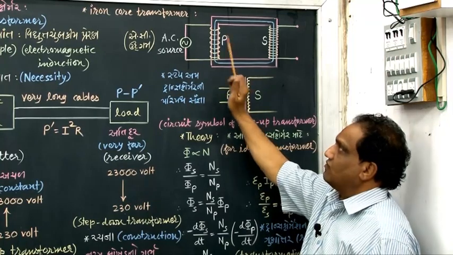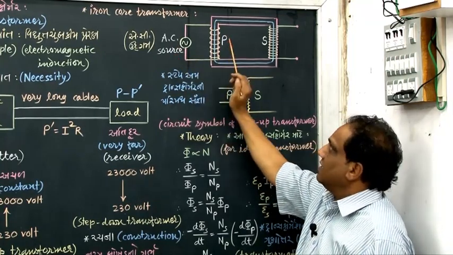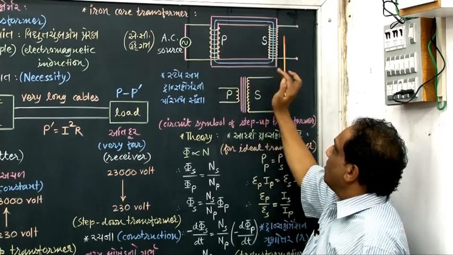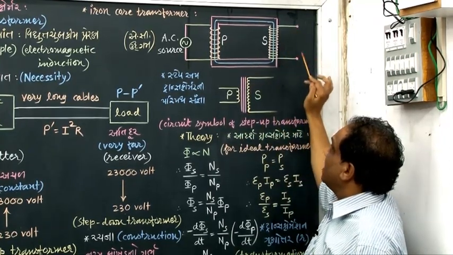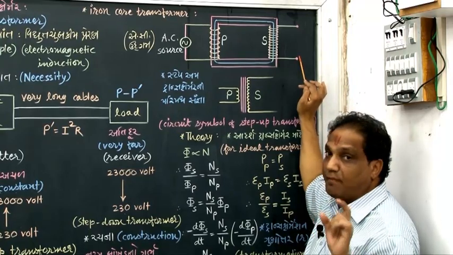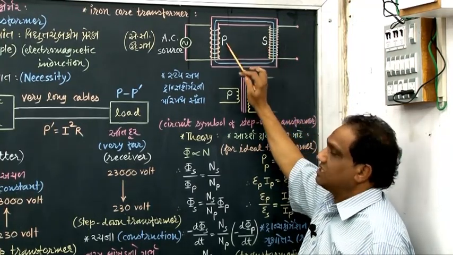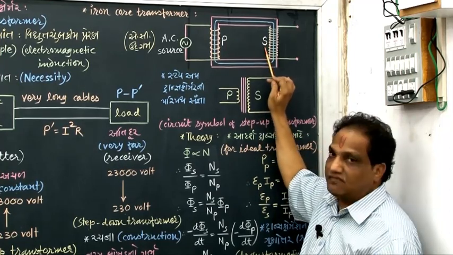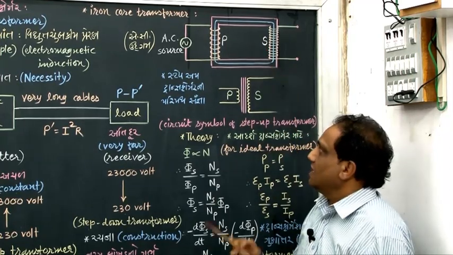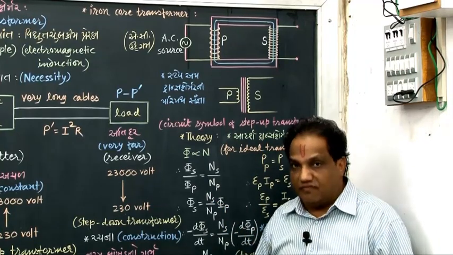One coil across which an AC source is connected is called the primary coil, and the opposite coil across which we connect a load, some appliance, is called the secondary coil. P stands for primary, S stands for secondary. Fine. Now let us see the working of this device.